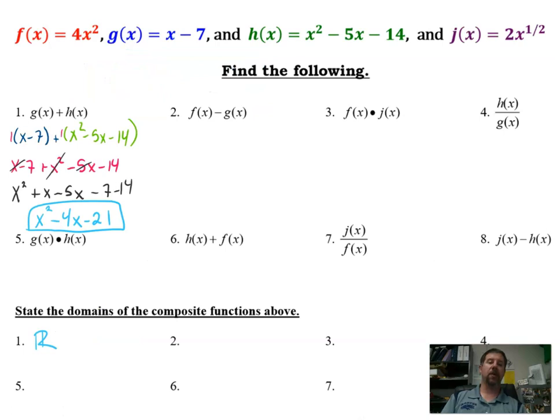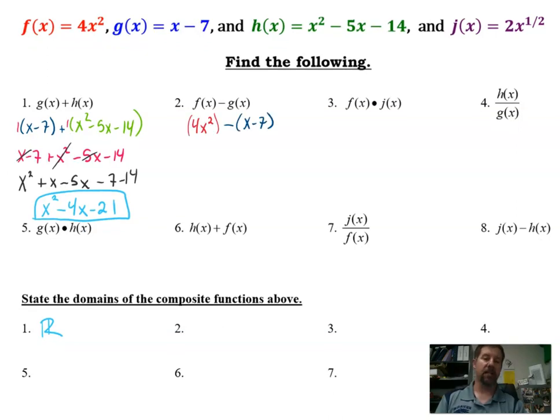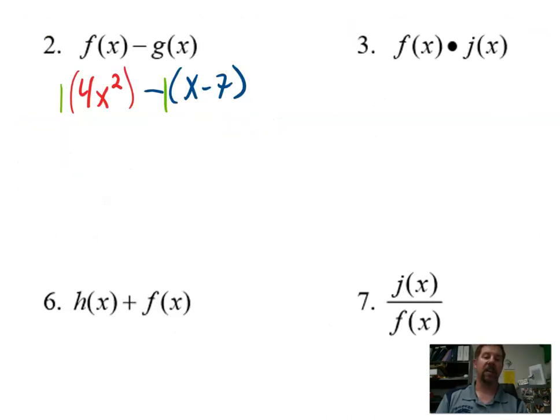All right, number 2 now, we want to do f of x minus g of x. Again, make sure you grab the correct functions. So 4x squared minus g of x, which is x minus 7. And again, I think it's a good habit, especially in the beginning, to put your functions in parentheses. And there you go. Remember, on this one I need to distribute that negative. There's really a 1 in front of both of these. So 1 times 4x squared is 4x squared, but on the back I need to distribute that negative 1. And that'll give me negative x plus 7.